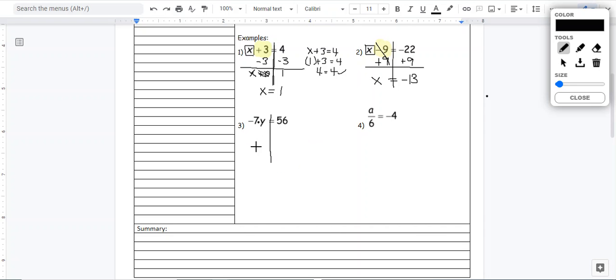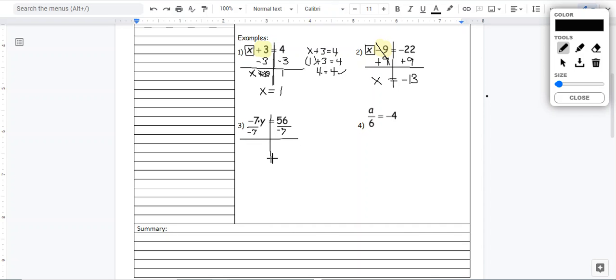Here, number, variable, nothing in between. I drew in a dot to remind myself, but nothing in between. So if there's not a sign in between, it is multiplication. If that's the case, I usually put a dot in just to help me remember. The opposite of times negative 7 would be to divide. Dividing by negative 7. And we're going to divide by negative 7 on both sides.